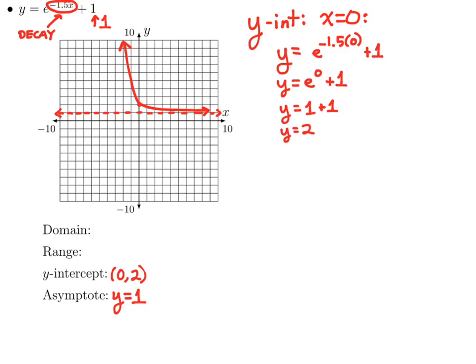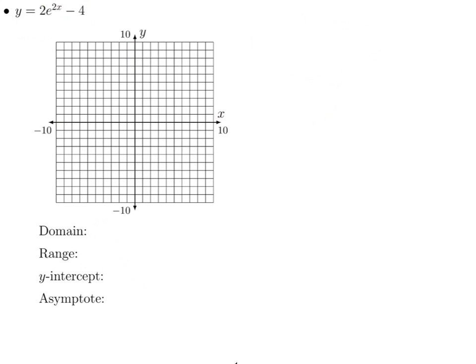Because of the negative 1.5x. All right, now we've made the graph. The domain is all reals because it goes left forever and it goes right forever. The range is all the numbers above the asymptote, so all the numbers greater than 1. Awesome. Okay, now look at the next one.